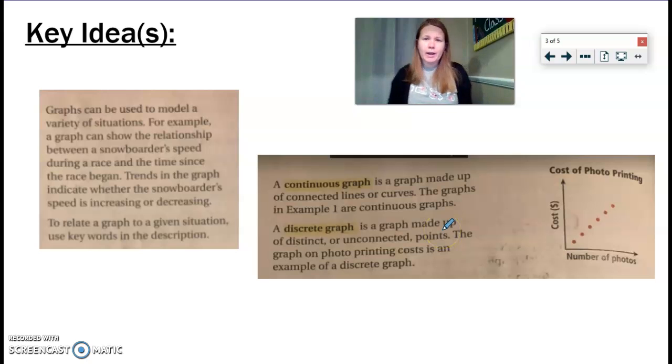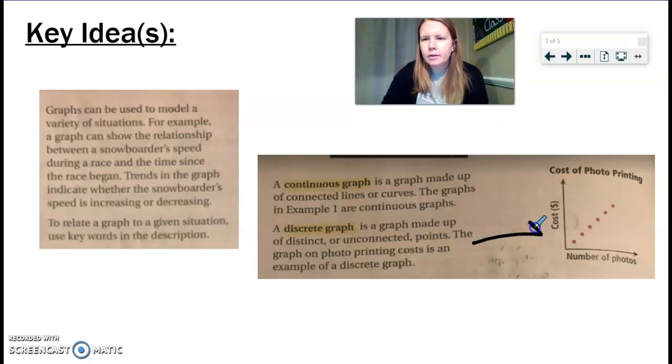A discrete graph, though, is a graph made up of distinct or unconnected points, which you see right over here. The graph on photo printing costs is an example of a discrete graph. So basically, continuous graphs are going to have lines connecting things. Discrete graphs are going to have dots or points. Let's go ahead and start taking a look at some of these examples.